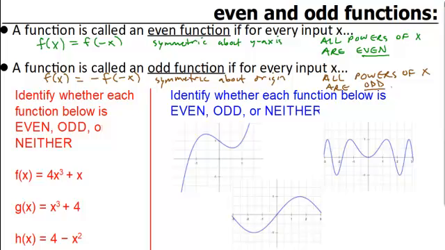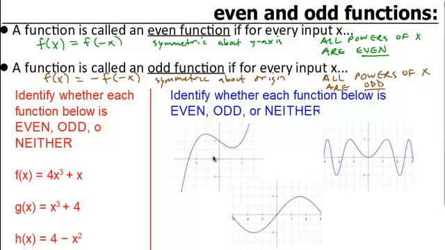So let's look at the graphs first. Okay, so if we took this graph right here, let's first look. If you fold this graph along the y-axis right here, fold it this way, does it map onto itself? No. So you know it's not an even function.